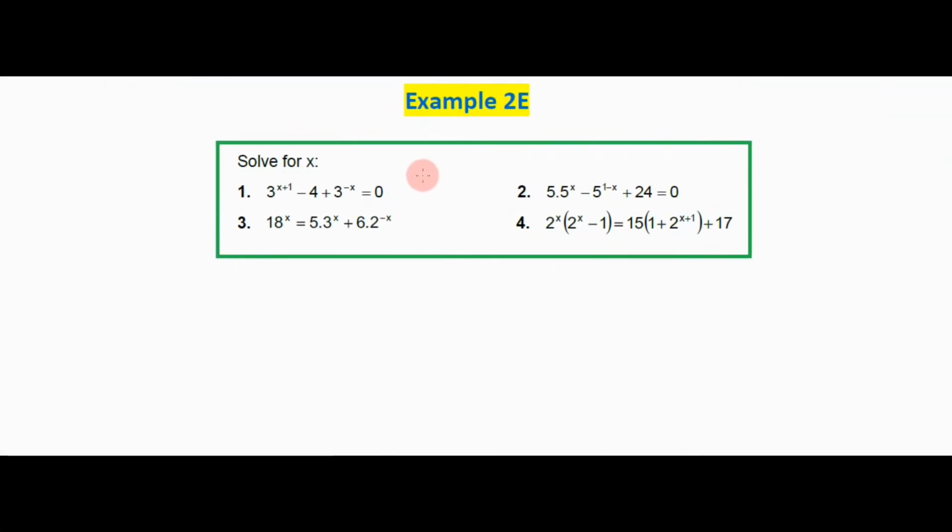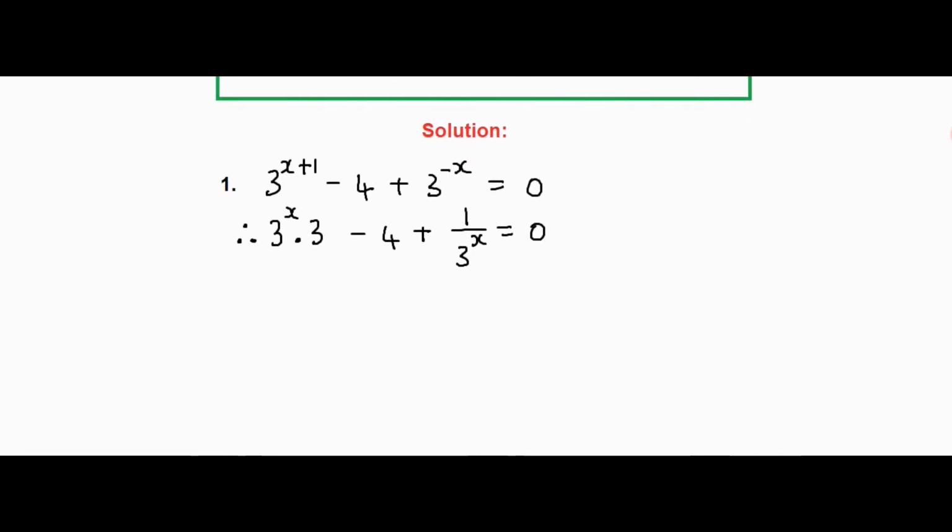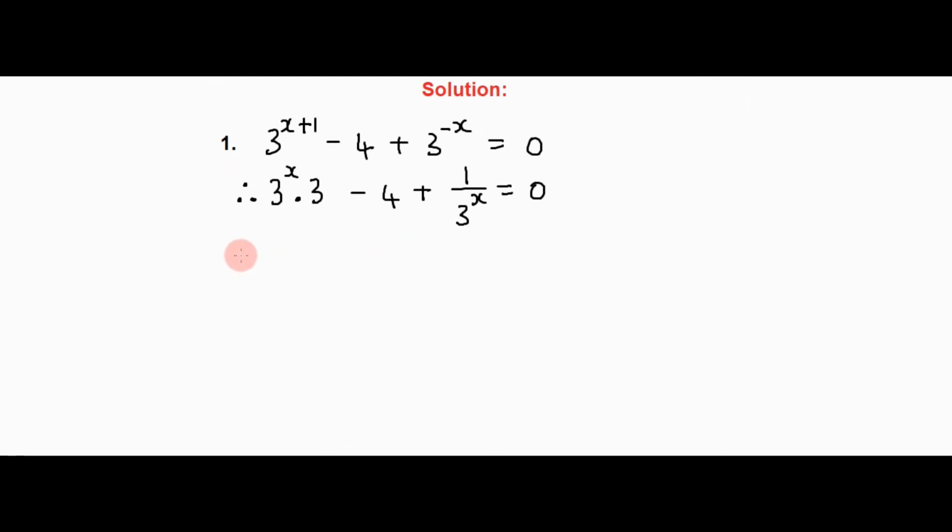Example 2e deals with the hidden trinomial type of exponential equation. Let's look at the first one. So we have 3 to the x plus 1 minus 4 plus 3 to the negative x equals 0. We're going to start by splitting up the first term and write it as 3 to the x times 3. Then the third term here, we're going to write as 1 over 3 to the positive x. Now we can multiply through by the LCD, in other words 3 to the x, to get rid of the fraction here.